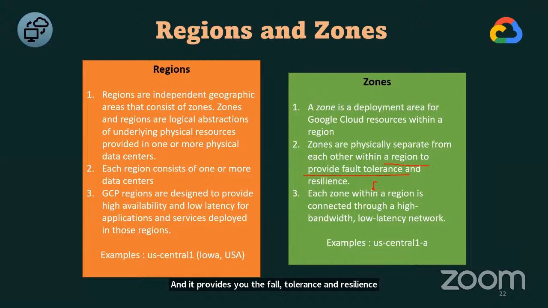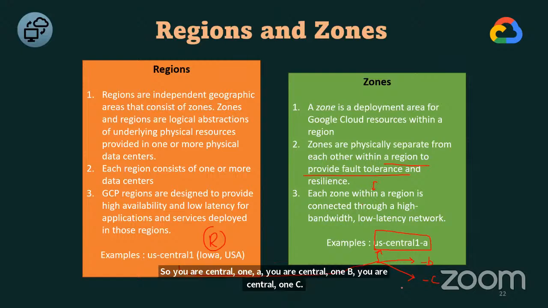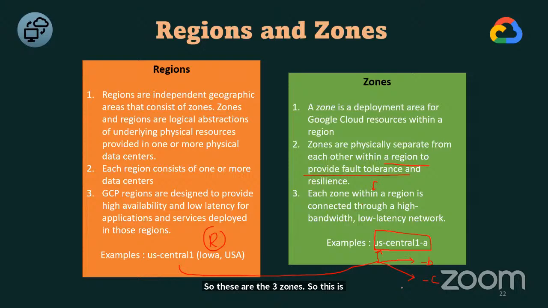One example for the zones in a region is US Central 1A. One more is US Central 1B. One more is US Central 1C. Each region is a collection of a minimum of 3 zones. So 1, 2, 3: US Central 1A, US Central 1B, US Central 1C. So these are the 3 zones. So this is what a region and zone are, guys.